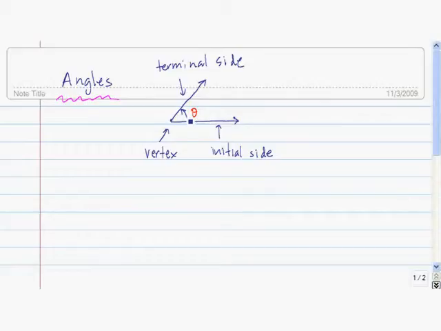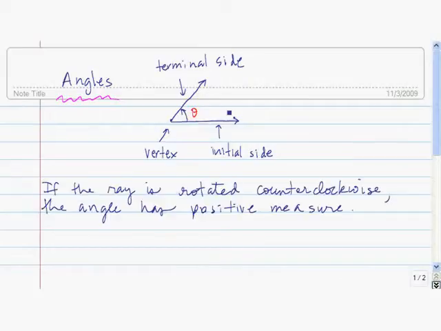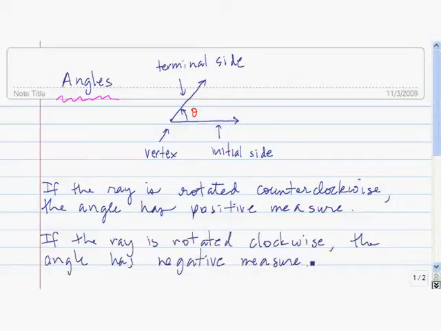If the angle is formed by rotating the ray in the counterclockwise direction, the angle is said to have positive measure. If instead the angle is formed by rotating the ray clockwise, then the angle is said to have negative measure.